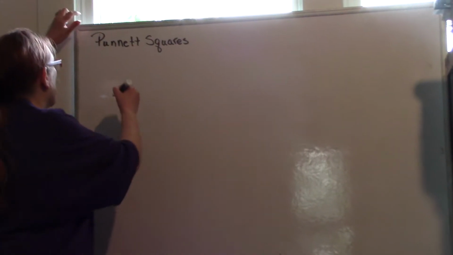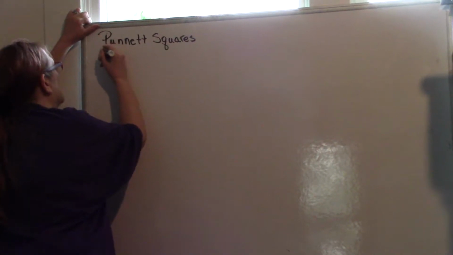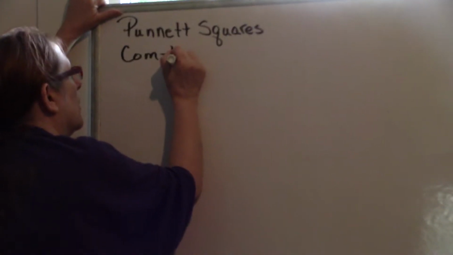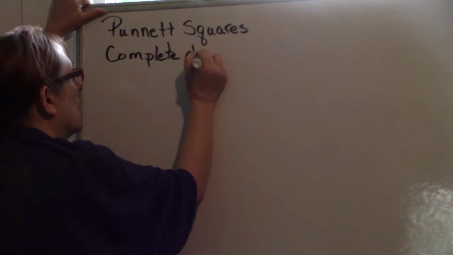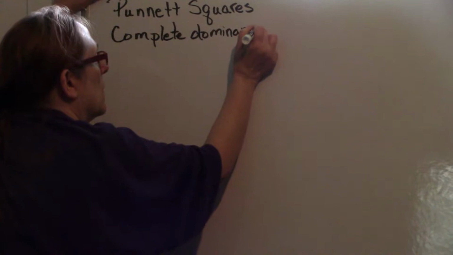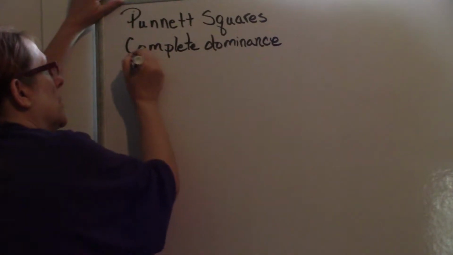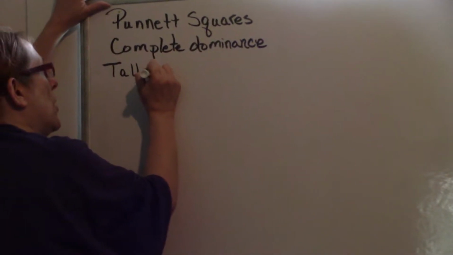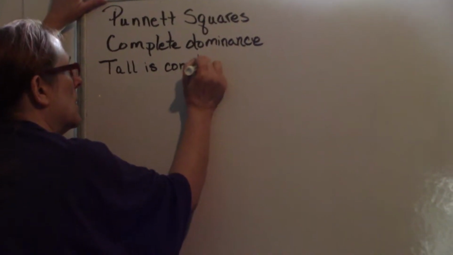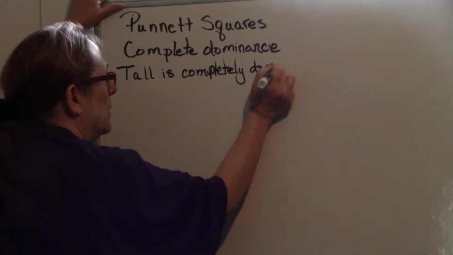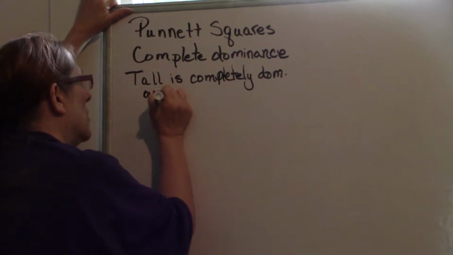Okay, I'm going to start with complete dominance. Monohybrid cross. Okay? So it's complete dominance. So my example, tall is completely dominant, I'm abbreviating dominant, over short.